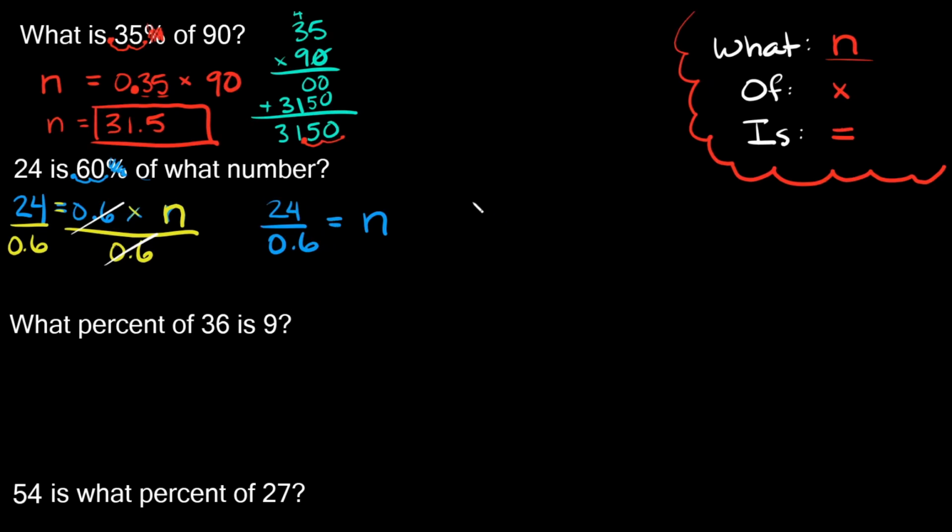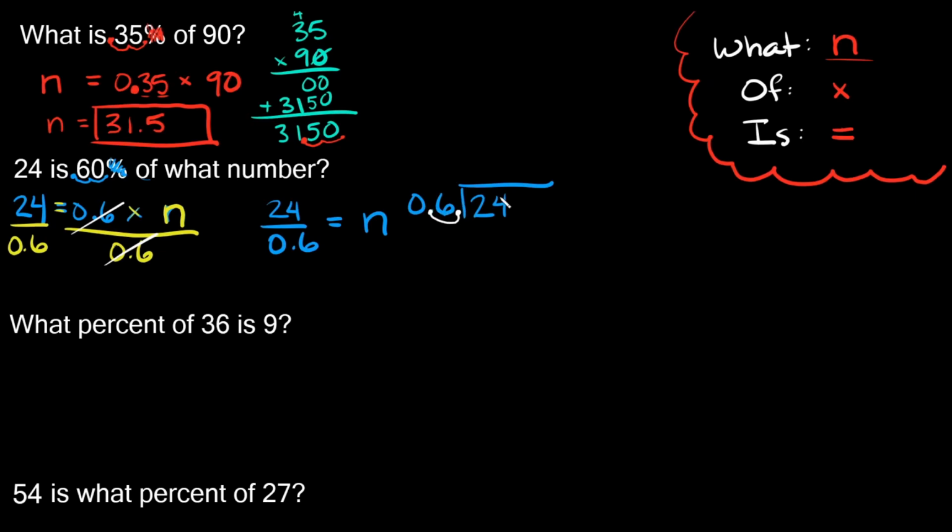So we're going to do 24 divided by 0.6. Okay, now how do you divide a decimal? Well, the first thing you need to do is actually get rid of your decimal. So this decimal right here, I actually have to move it to the right one time, okay? So instead of having 0.6, now this is just going to turn into 6, right? So that's how you get rid of the decimal.